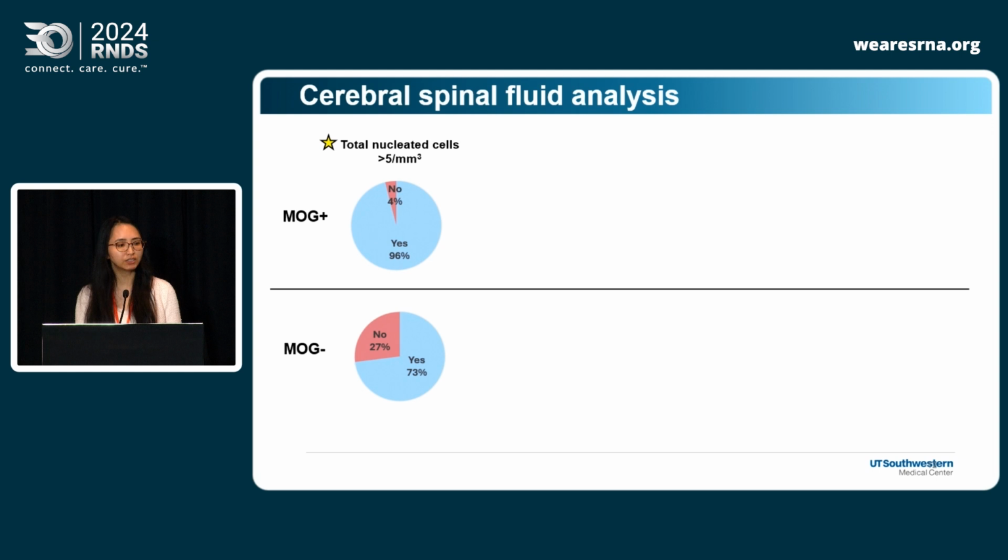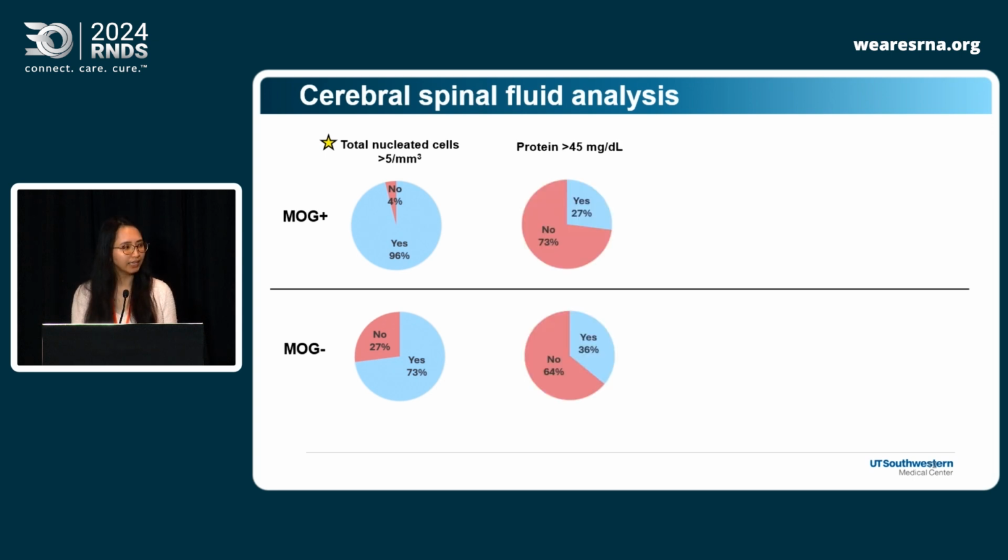The MOG-positive group, the overwhelming majority of them, 96%, had elevated white count or total nucleated cells, whereas, again, the majority of MOG-negative patients did too, but less so. And then we also looked at the protein count, but there wasn't a difference between the two groups.